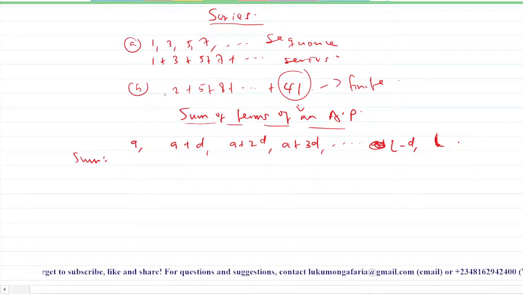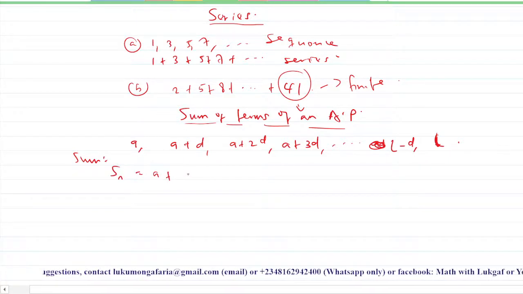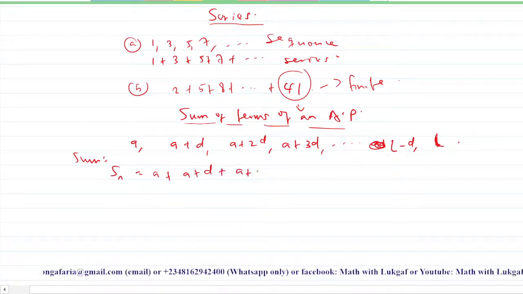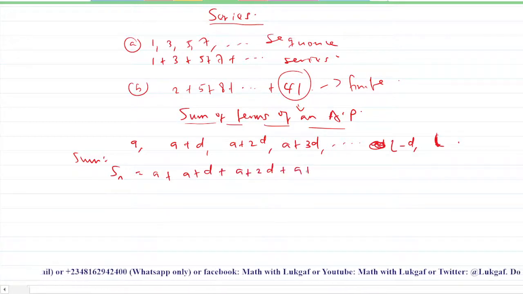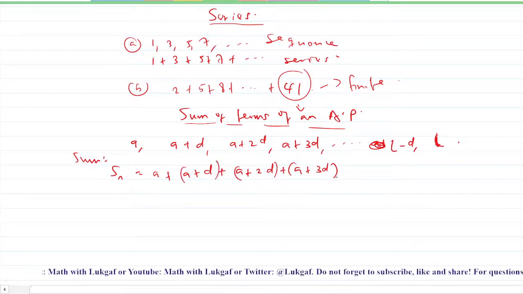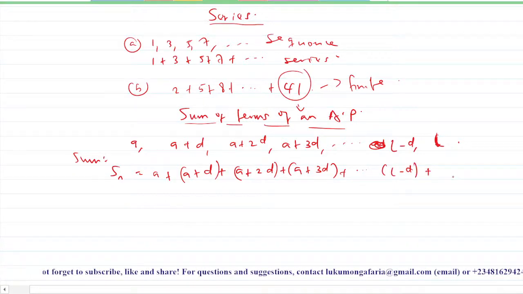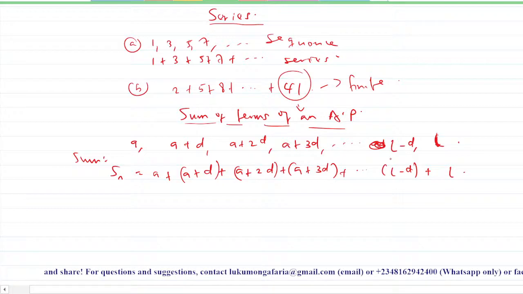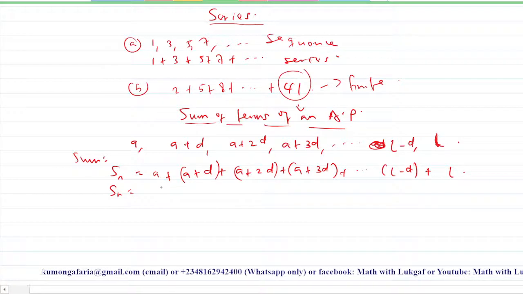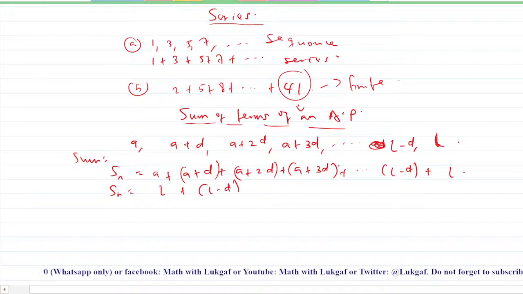You understand that? So the sum, which is the series, let's denote it by Sn, will now be A plus (A plus D) plus (A plus 2D) plus (A plus 3D) up to (L minus D) plus L. Let me just put it into brackets so that it doesn't confuse us. If that is the case, I can rewrite this again starting from L, then L minus D. Is that not so? I just inverted it.